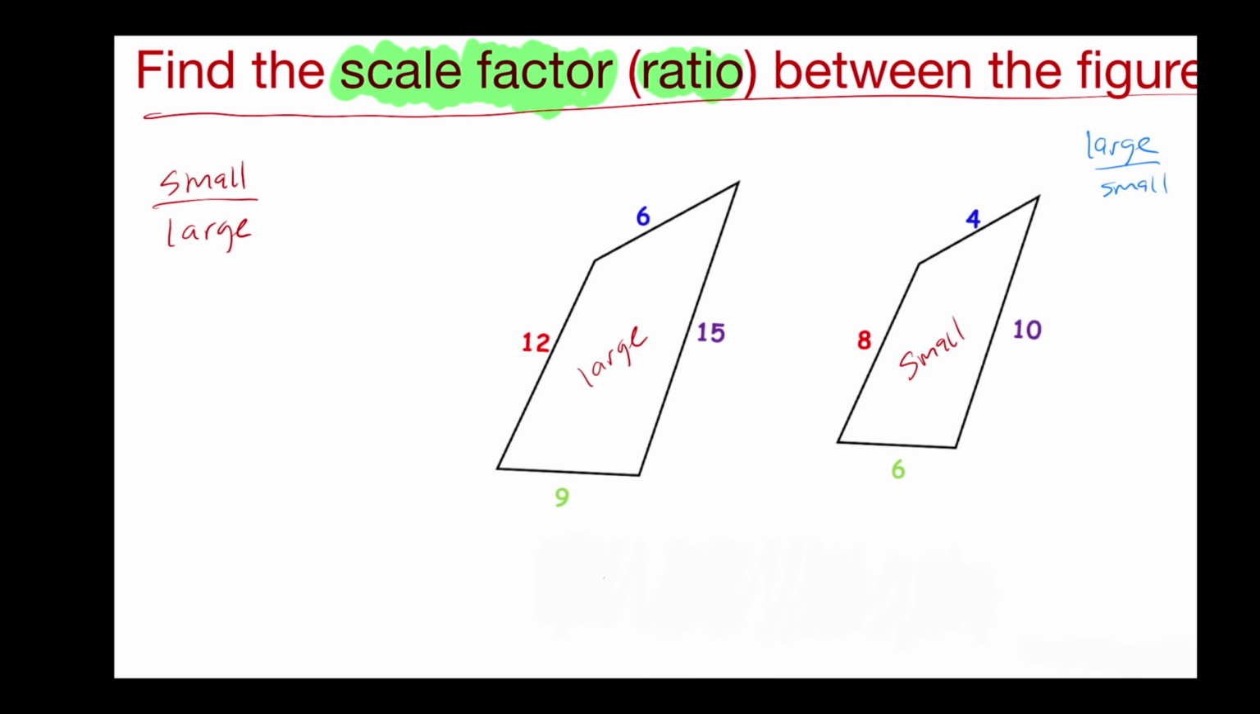So I don't know if you noticed, but I color-coded the sides. Right? So that way you can know which sides match which side. The red with the red, the blue with the blue, the purple with the purple, and the green with the green. So let's look at this. What we're doing is comparing small to large. We're making ratios of the sides. The small one to the large one. That's what we're doing first. So let's do the red one first.